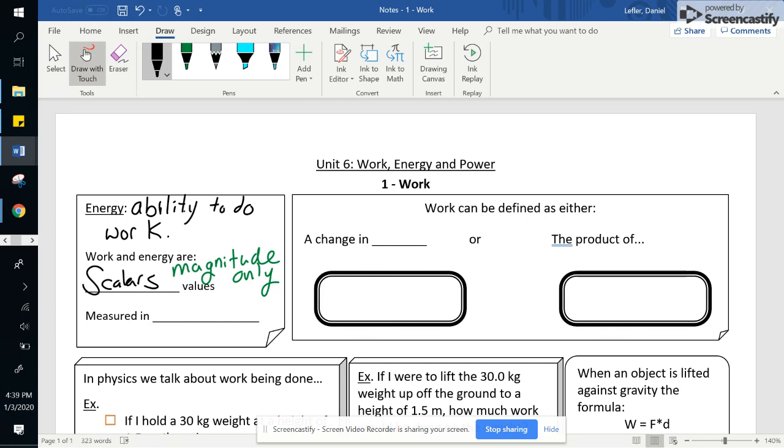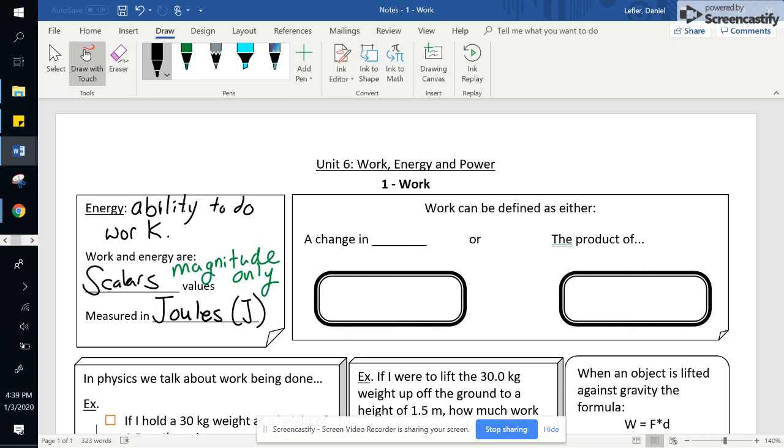Both energy and work are measured in the same unit. It is the joule, or joules. It's named after a French scientist. That's the reason why it's spelled different than the gemstone jewel. Now we can talk about work.